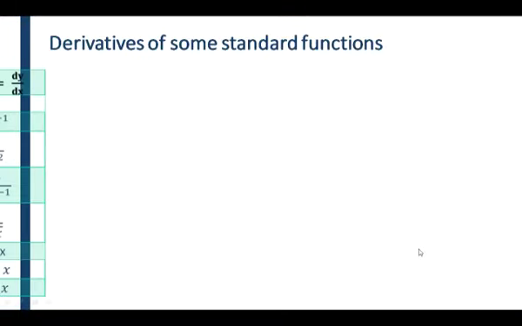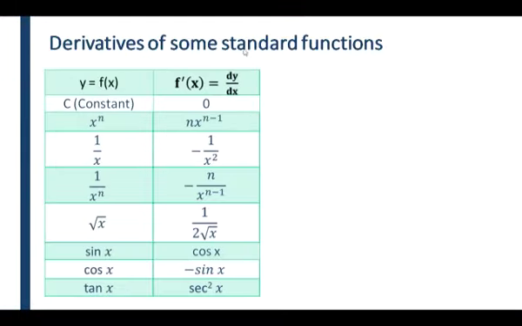Next, we'll see derivatives of some standard functions. This you all have done in 11th standard, but still we will revise. Derivative of a constant will be 0. Derivative of x raised to n will be n x raised to n minus 1. Derivative of 1 by x will be minus 1 upon x square. Derivative of 1 upon x raised to n is minus n upon x raised to n plus 1. Derivative of root x will be 1 upon 2 root x.